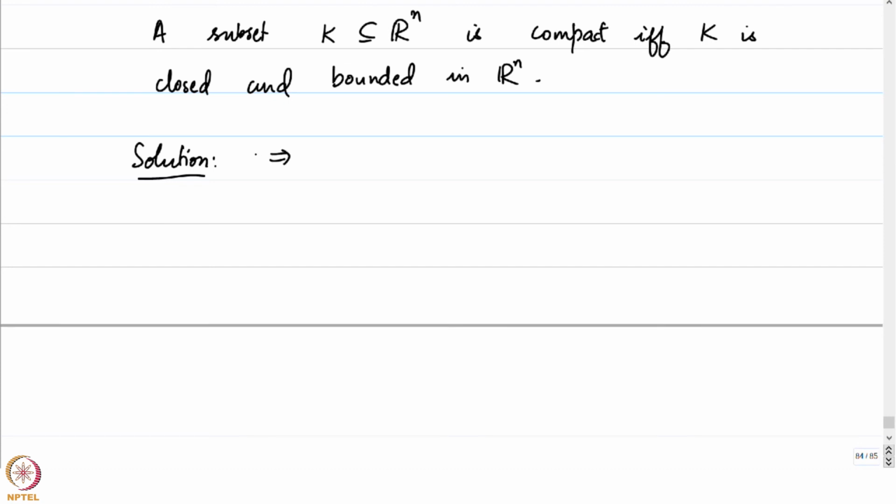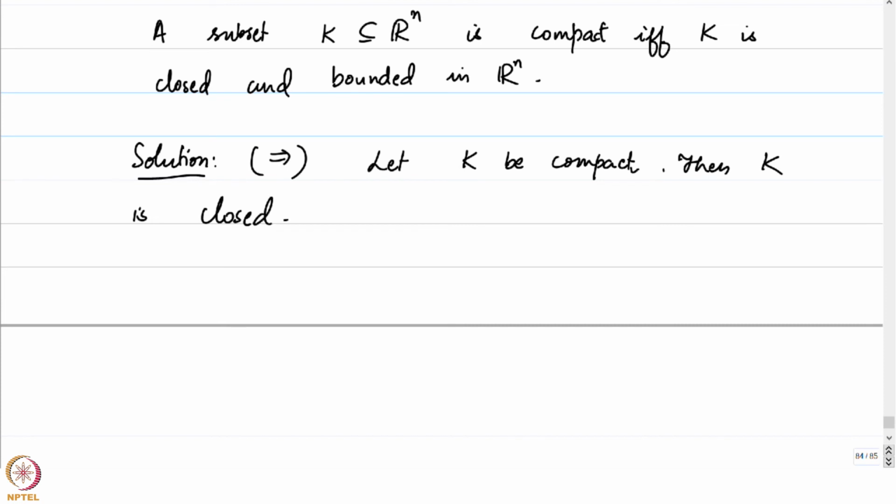The forward direction is actually quite easy. Let K be compact. We have already seen that compact subsets of a metric space turn out to be closed. Then K is closed by one of the theorems we have proved. Now let's consider the open cover which is given by all balls of radius n around 0. Notice that the union of these balls is the entire space Rn, and hence U is an open cover of K as well.